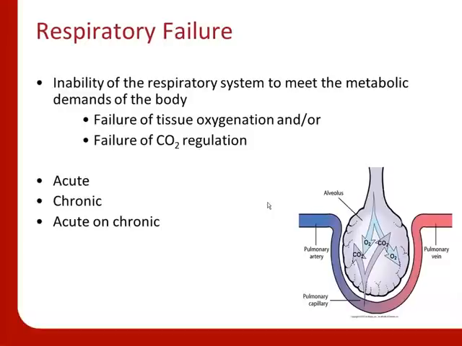So what we'll talk about is respiratory failure, different causes of it, how we evaluate it, and then at the end we've got some cases that we'll just go through. Basically it's a pretty simple definition. It's the inability of the respiratory system to meet the metabolic demands, and that usually boils into two components, either a failure to deliver oxygen to the tissues or a failure to regulate CO2. And this can be acute, it can be chronic, or it can be a combination of the two.